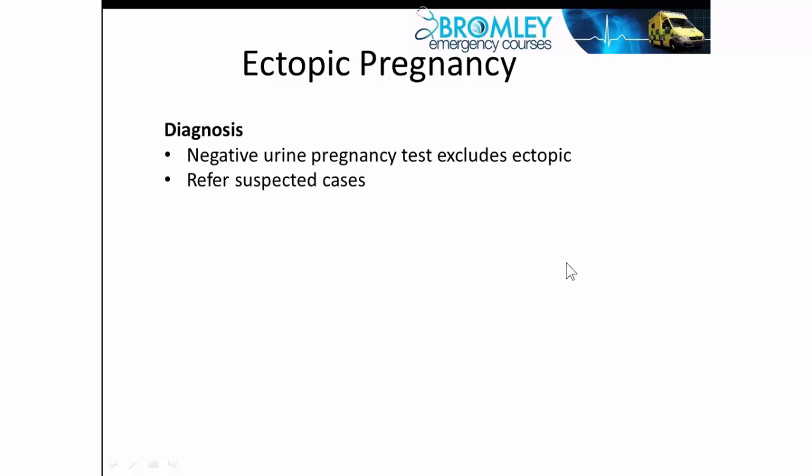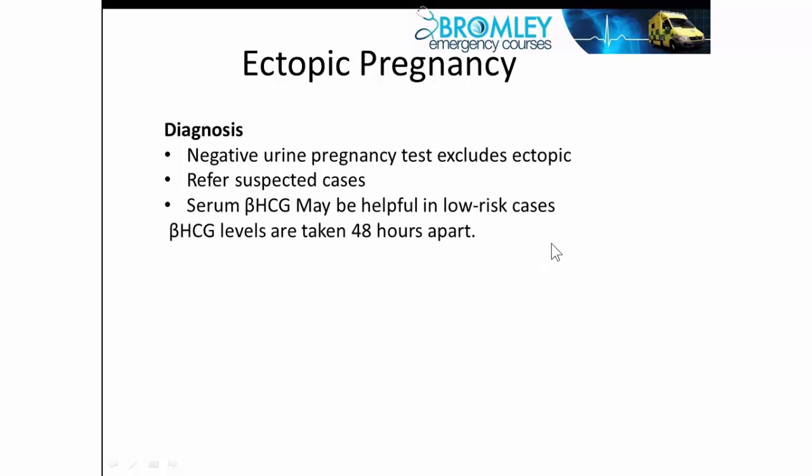If you suspect an ectopic sufficiently to think it's a real possibility, then you should in practice refer all such cases to gynecology. However, in low risk cases, the gynecologists may decide, and they may ask you to act on this, to monitor the patient's beta HCG level. So let's just talk about this for a moment.